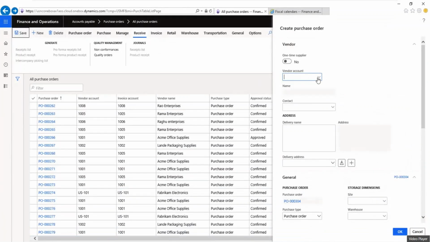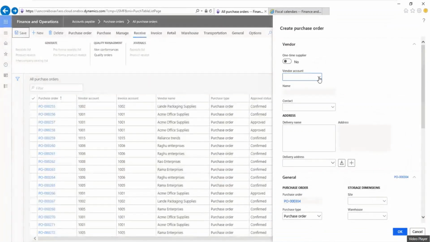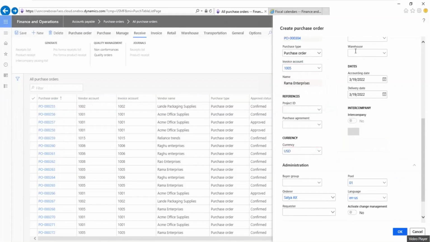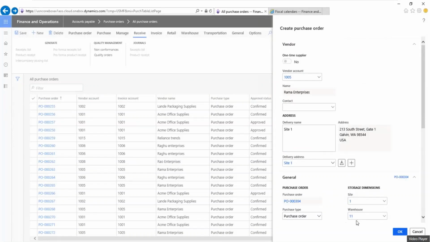Select the vendor account number from the drop down. So I'm entering 1005. Any vendor is fine, you can select. And while doing a purchase order invoice, site and warehouse are mandatory. We'll discuss site and warehouse a lot later in T&L. Under one site you need to create warehouses. Okay, we'll discuss that later. So for logistics, site and warehouse are mandatory and a must.